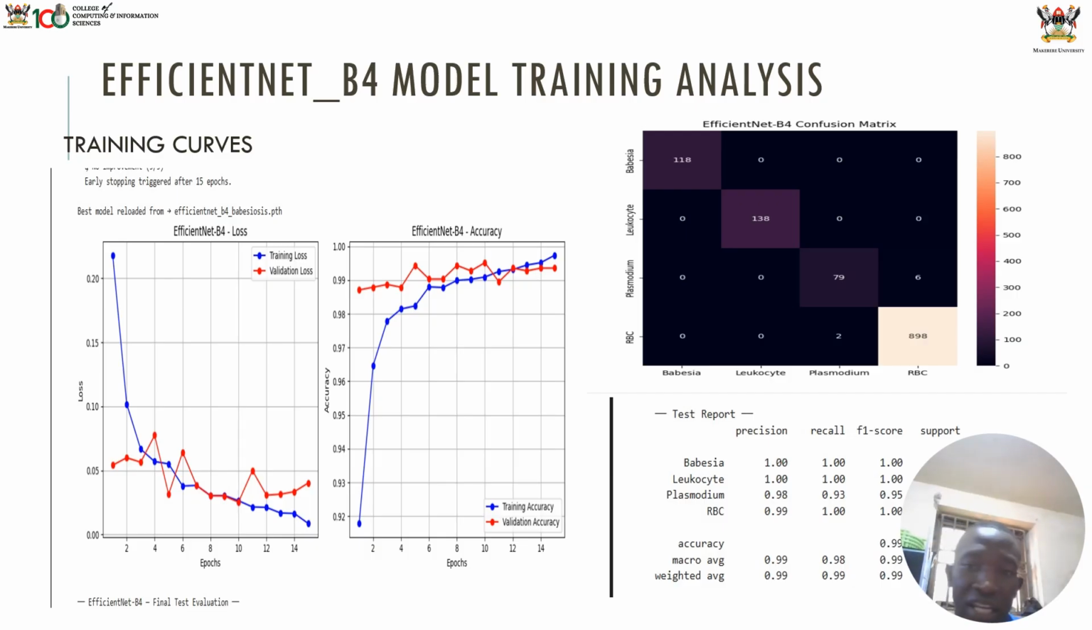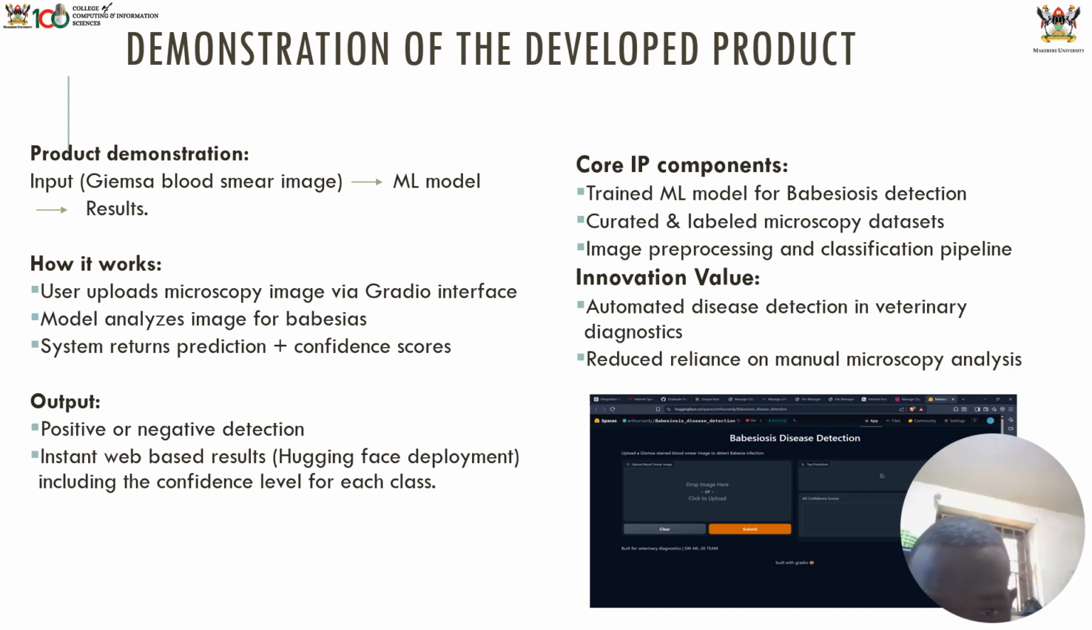After demonstrating the outstanding learning abilities, fast convergence, and high generalization on our Babesia dataset, this is how we went further with our model that we chose. Initially, this is how it works. We have our interface whereby the user inputs the image, our model makes a prediction, and then it gives the results. Our core components are the trained ML model, which is our EfficientNet-B0, and the curated and labeled microscopic datasets. After giving the prediction, the probabilities for each class are displayed for further analysis.